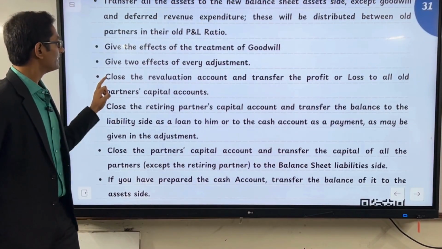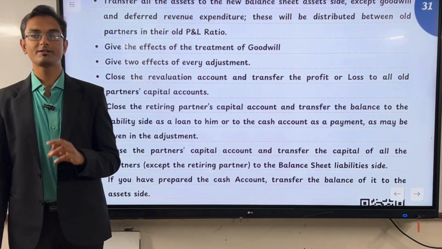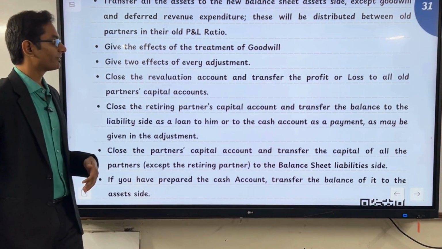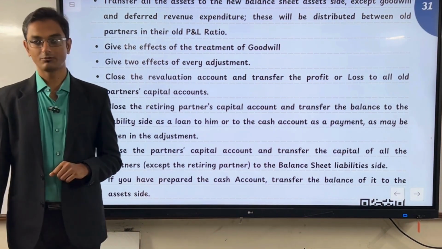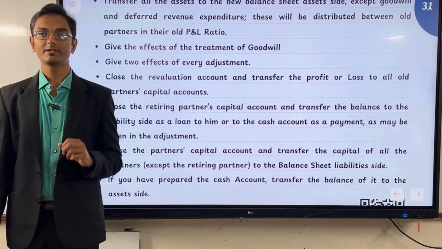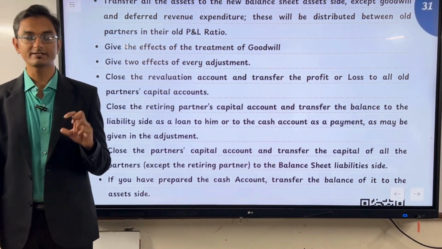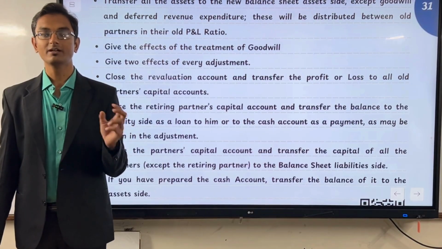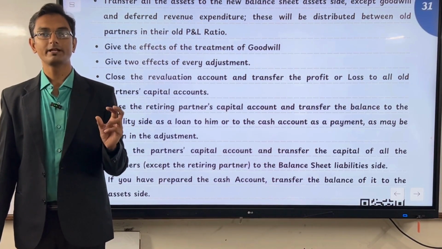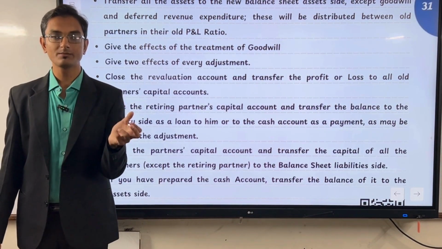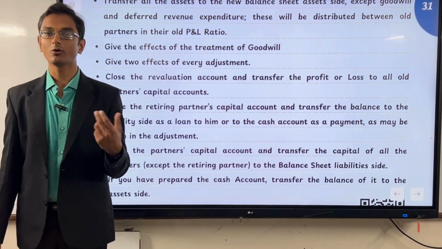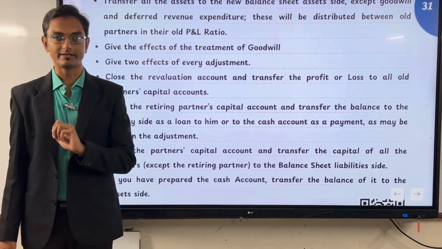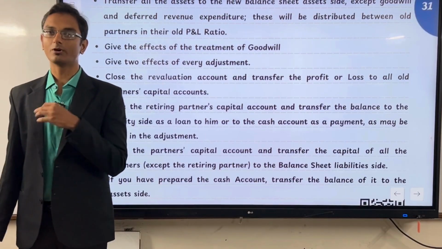Give the effects of treatment of goodwill that we have seen in our earlier video. Give the 2 effects of every adjustment. Every adjustment will have 2 effects, remember this. Close the revaluation account and transfer the profit and loss to the old partners capital account. That means among the old partners, after giving the effect of increase and decrease of assets and liabilities in the revaluation account, whatever profit or loss is there, we are supposed to distribute to the old partners in their old profit sharing ratio, and that profit will be transferred to the partners capital account credit side. If there is a profit, credit side; if a loss, debit side.